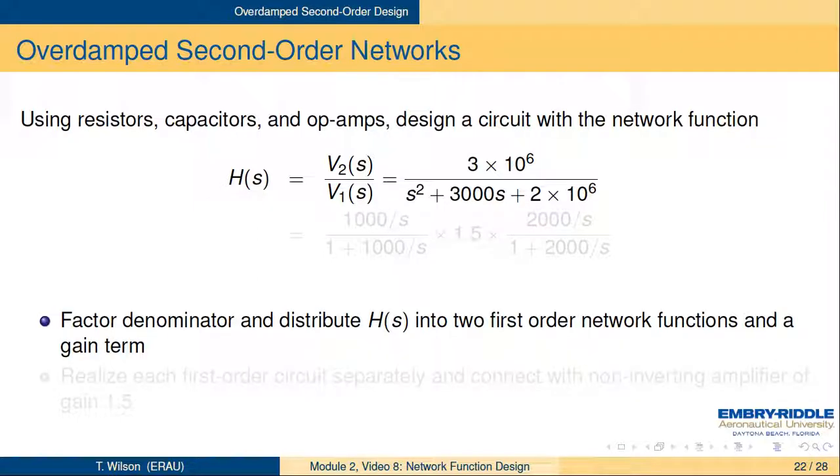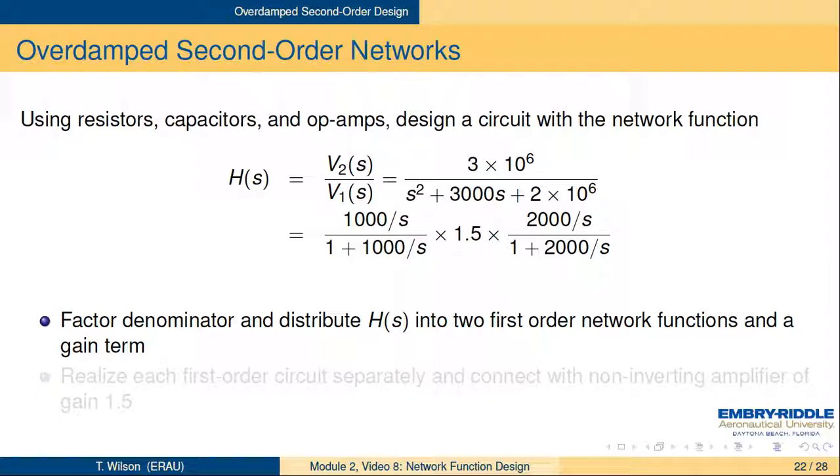We're going to factor the denominator, and then we're going to distribute the numerator across the various parts of the denominator. So I think you can see the S plus 1000 times S plus 2000 there. That gives us, if we were to use the design we've done earlier, 1000 over S plus 1000 for one of the networks, and 2000 over S plus 2000 for the other network.